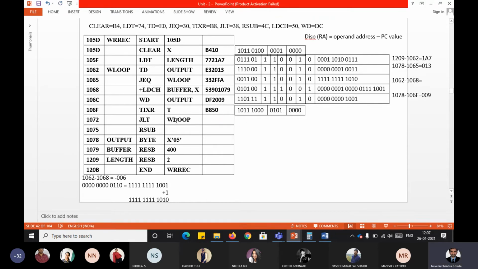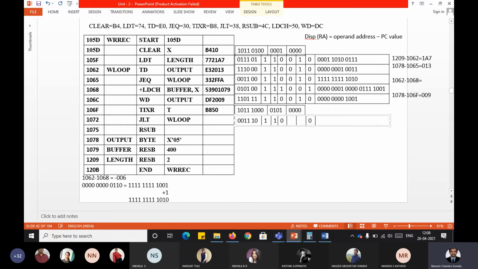Next, you have JLT WLOOP. Again, it is a format 3 instruction. Let me write here. Again, as usual, what is the opcode of JLT? JLT is 38. So write 3 and 8. 8 is 1000, but it is only 10 because of 6 bits. Again, neither indirect nor immediate, and it's not indexed as well. Again, coming to the E, it is 0.